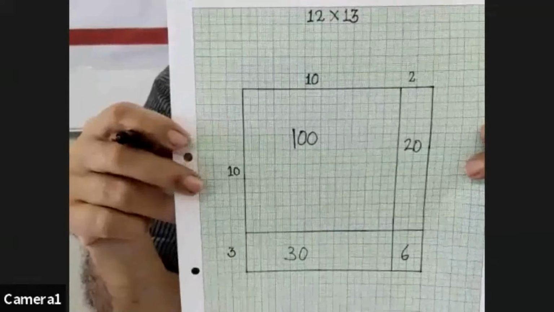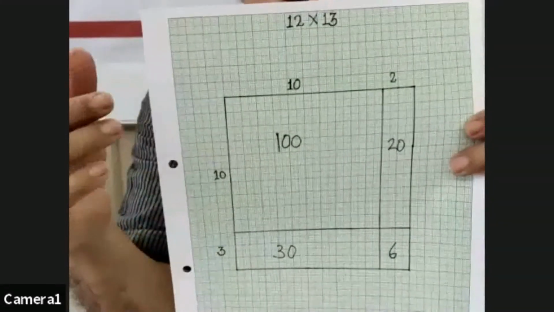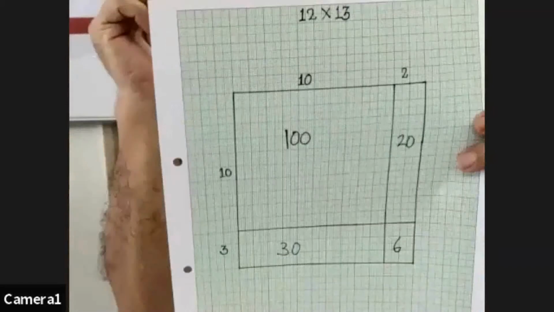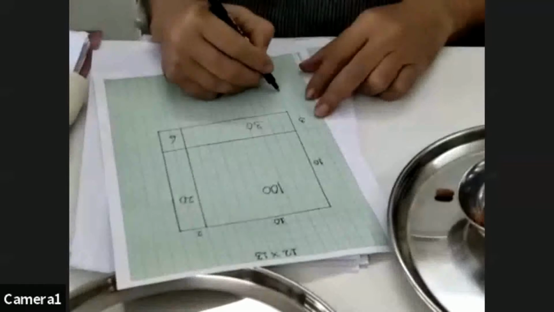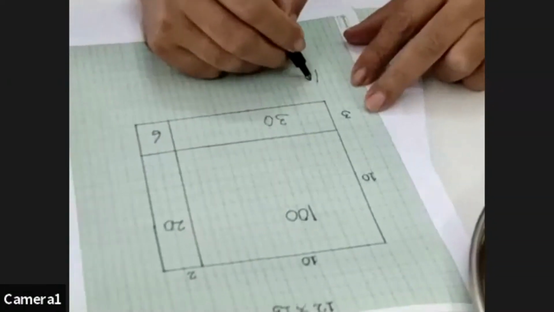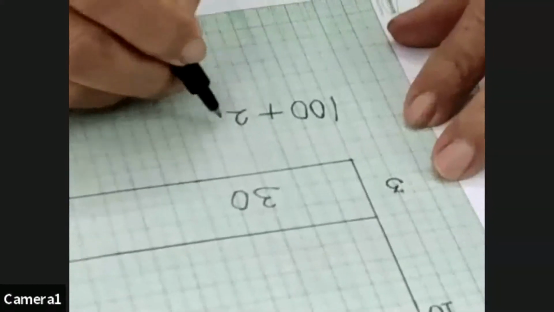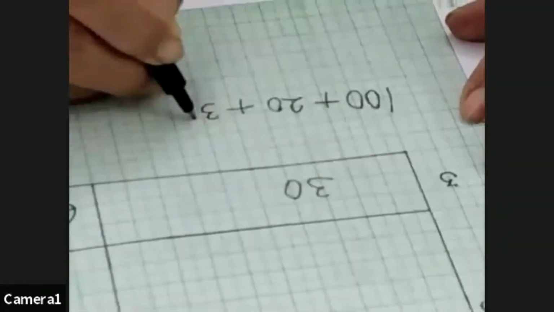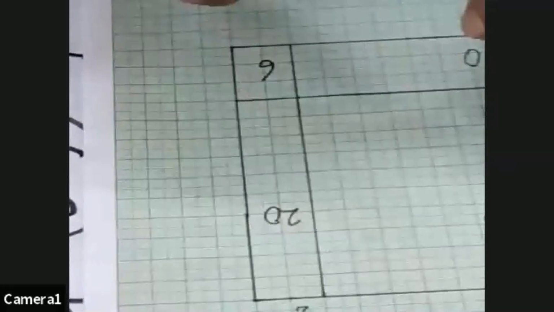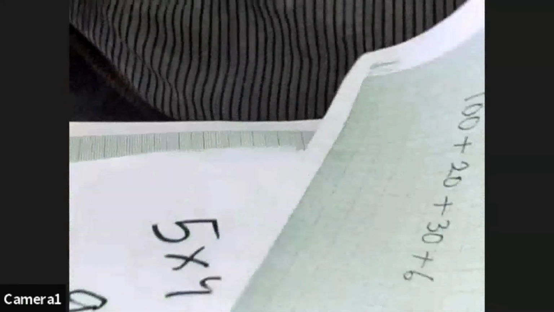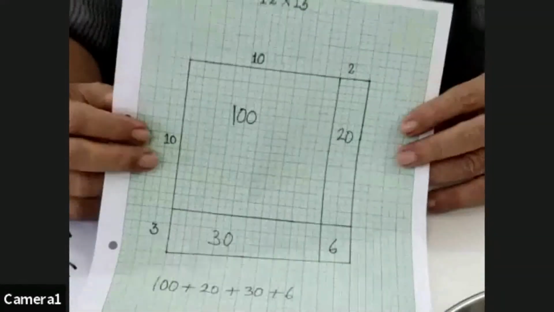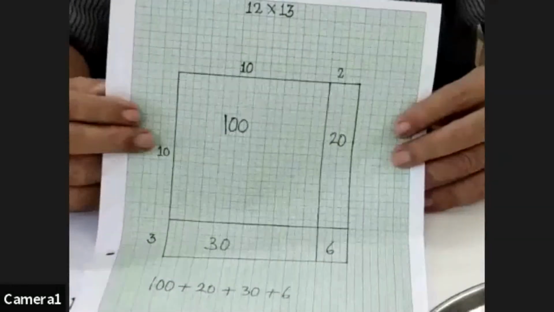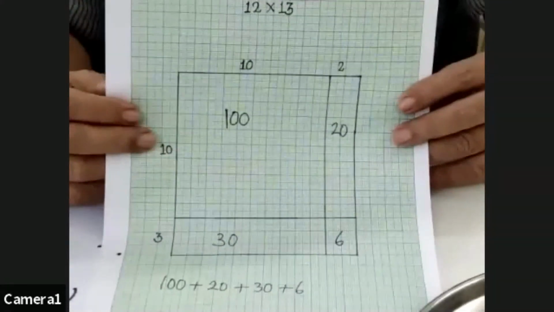I can now say that 12 into 13 is the sum of these 4 parts. So it's equal to 100 plus 20 plus 30 plus 6, which is 100, 120, 150 plus 6, 156. So 12 into 13 is 156.